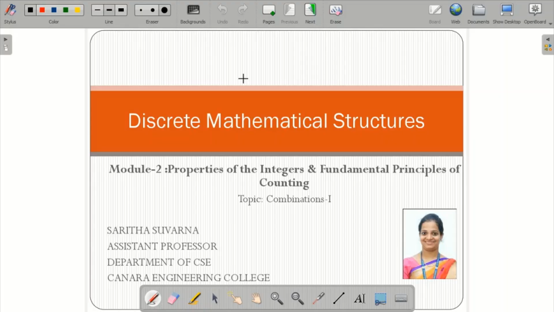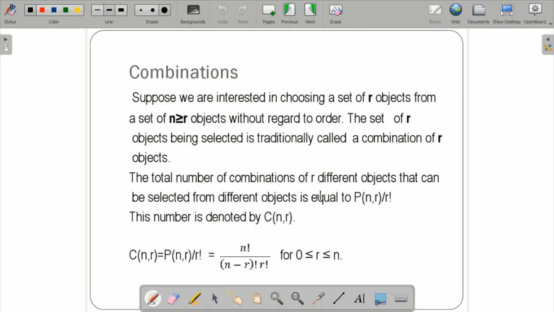Good morning students. Today we'll be dealing with the combination section under the concepts of principles of counting. So let us see the definition of combination.